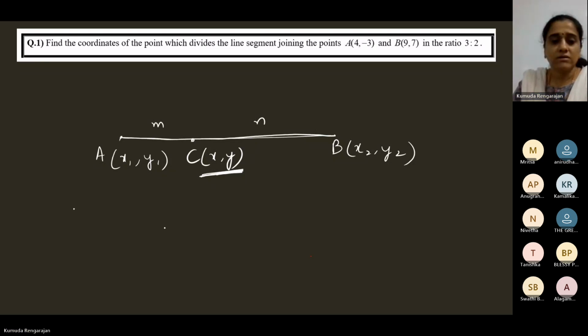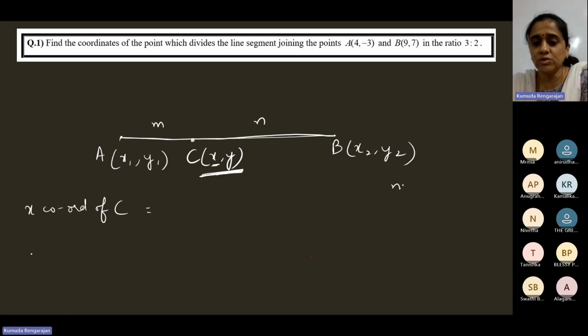Okay, so I think we did see this in the last class. Write the ratio M is to N. To find the x coordinate of C, the ratio is M is to N, and what are the x coordinates? X1 and X2, right? To find the x coordinate of C, you will use X1 and X2. To find the y coordinate of C, you will use Y1 and Y2.